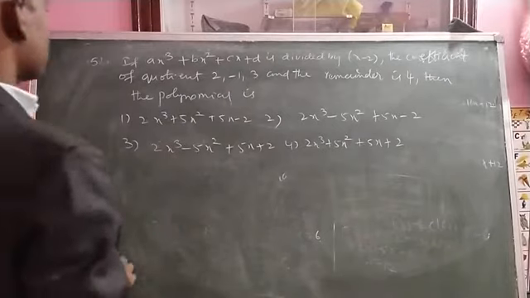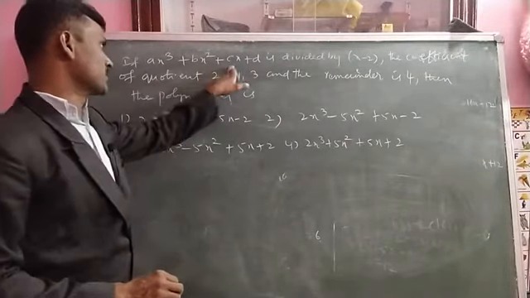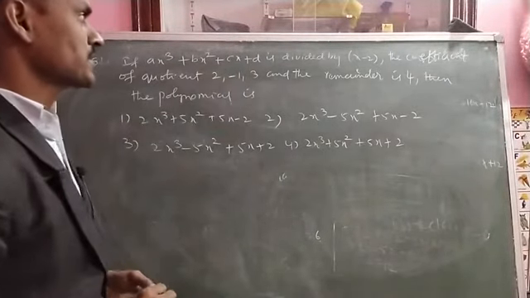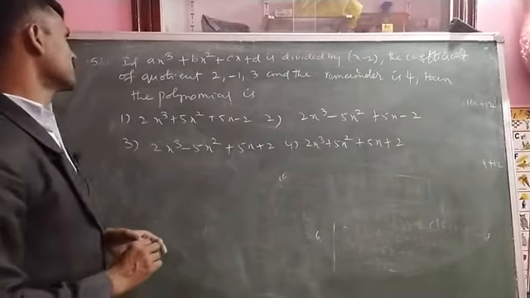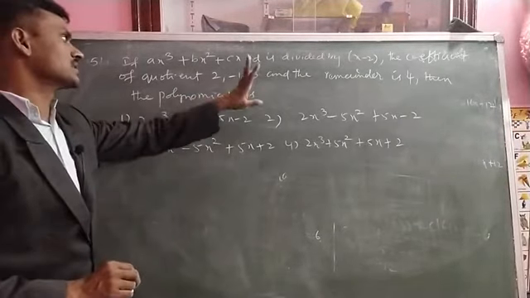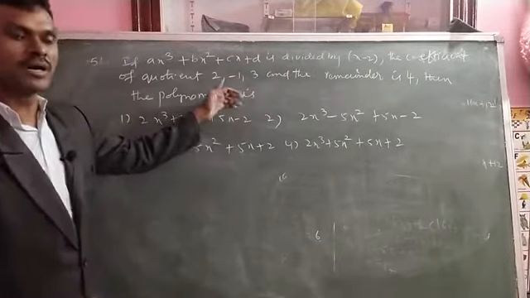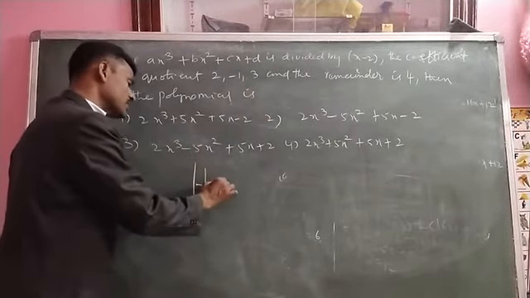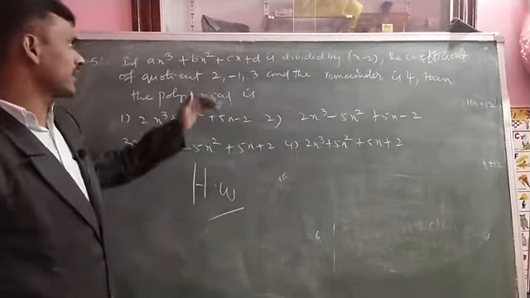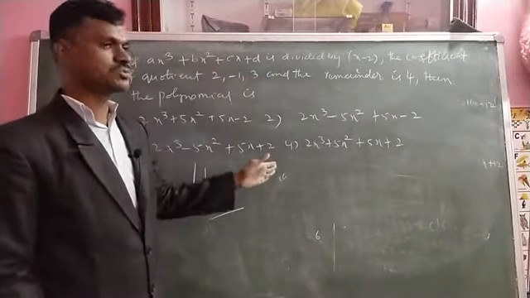Okay, this is the last problem. Ax cube plus bx square plus cx plus d is divided by x minus 2, and the coefficients of the quotient are 2, minus 1, 3 and the remainder is 4. Then the polynomial is what? This problem you have to try at home. This is a homework problem. Already I explained a problem before, same as it is. You can try at home.